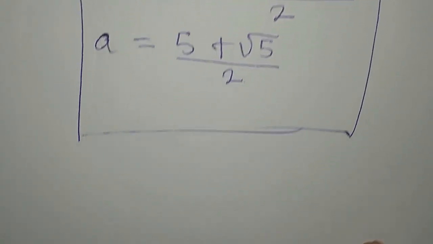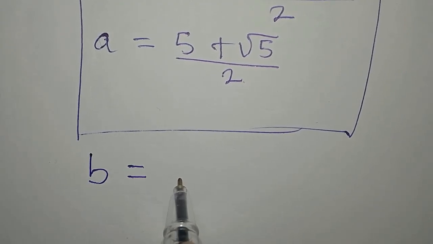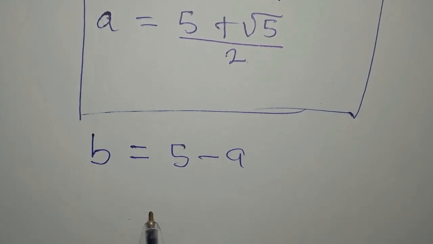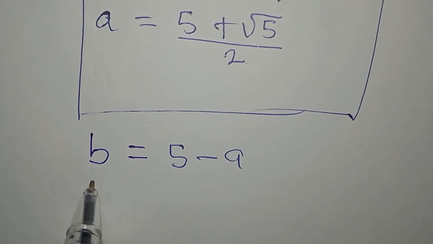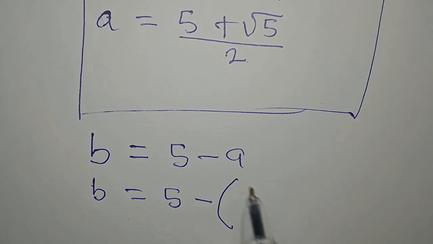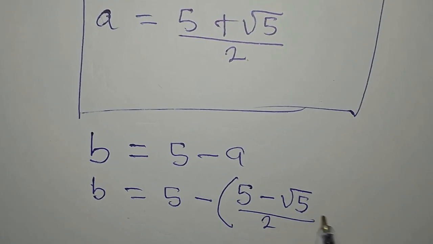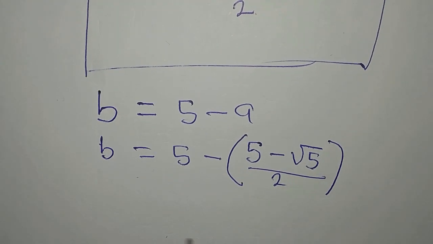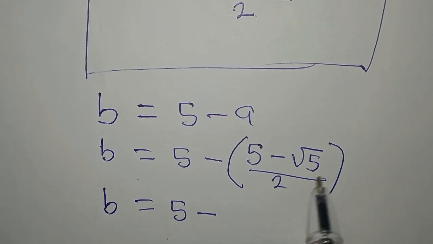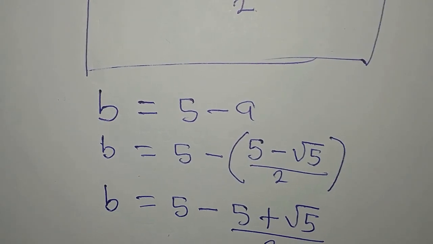Now the next is the other value of b. Remember that b is still equal to 5 minus a, right? So now b here should be equal to 5 minus open bracket, a now will be 5 minus square root of 5 over 2. Okay, so if this is the case, then b will be equal to 5 minus, this negative will open this, so we have 5 plus square root of 5, and then this is over 2.